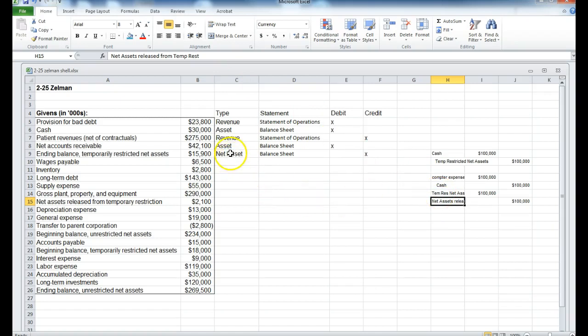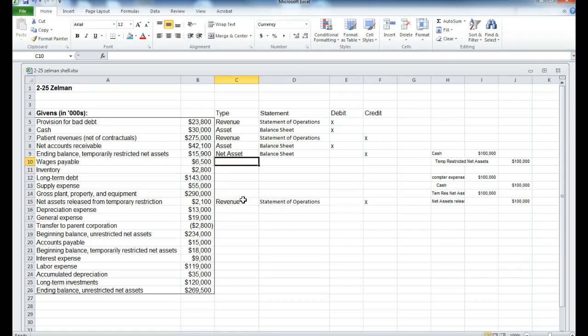Okay, so here we went over that, and so down here, net assets released from temporary restriction, $2,100, right? What type of account is that going to be? That's going to be a revenue. That's going to be on our statement of operations. So it would be a credit balance.